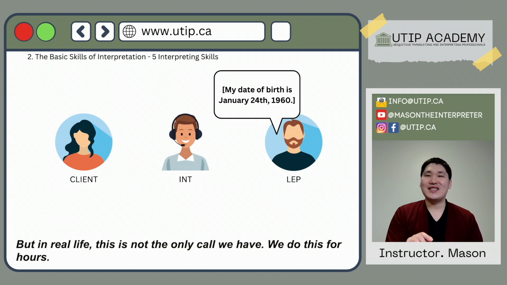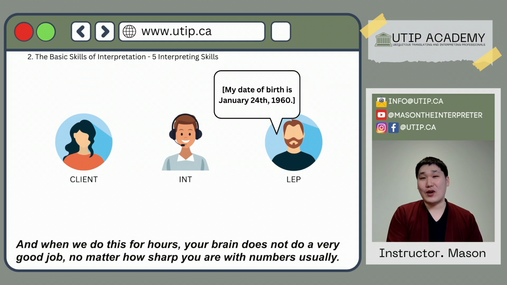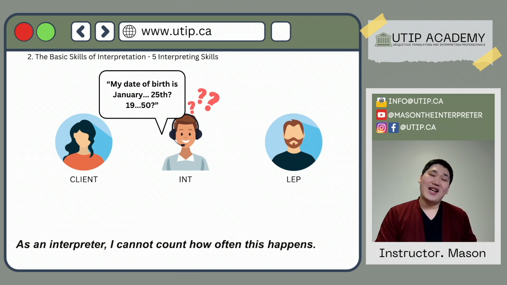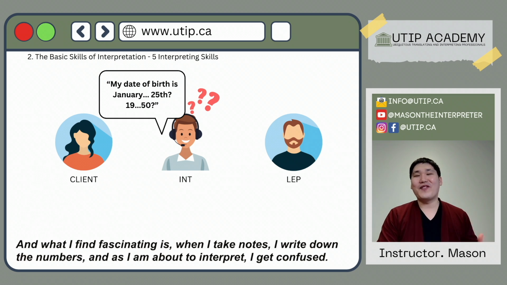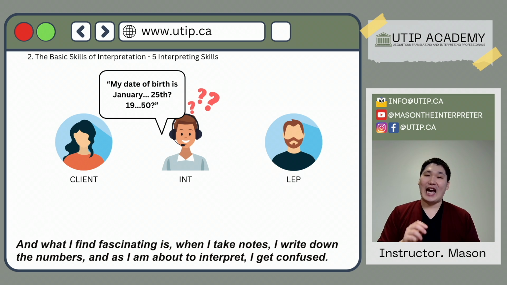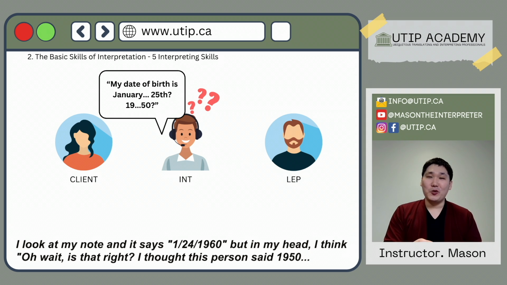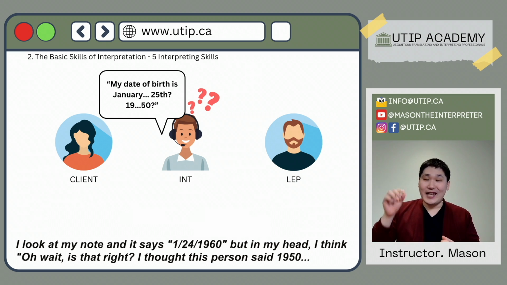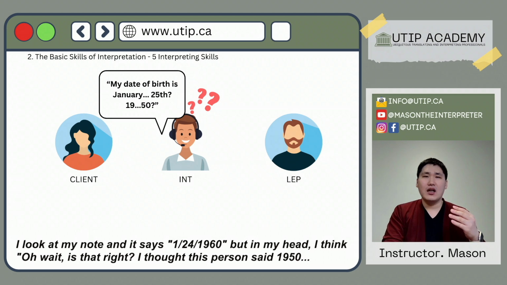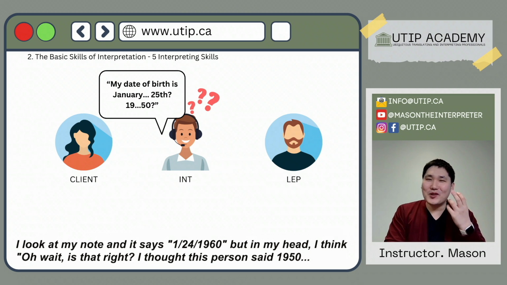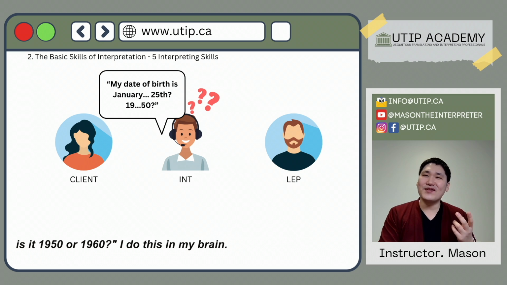But in real life, this is not the only call we have. We do this for hours. And when we do this for hours, your brain does not do a very good job, no matter how sharp you are with numbers usually. As an interpreter, I cannot count how often this happens. And what I find fascinating is when I take notes, I write down the numbers. And as I'm about to interpret, I get confused. I look at my note, and it says 1/24/1960, but in my head, I think, oh wait, is that right? I thought this person just said 1950. Is it 1950? Or is it 1960?